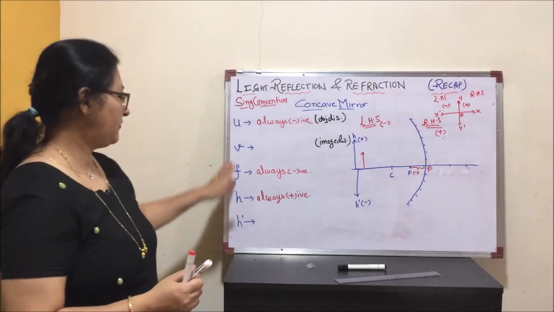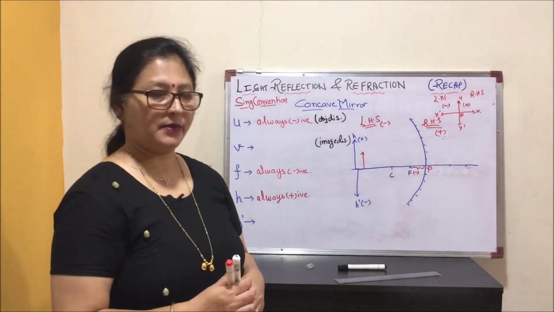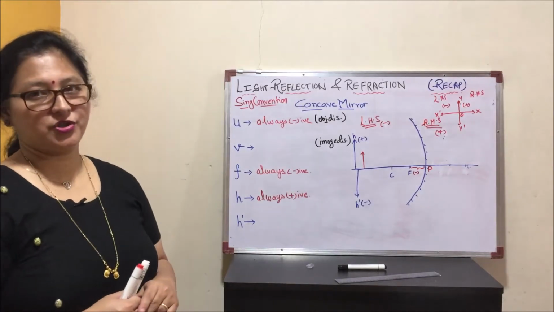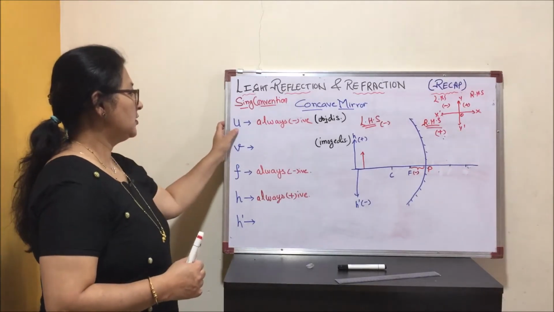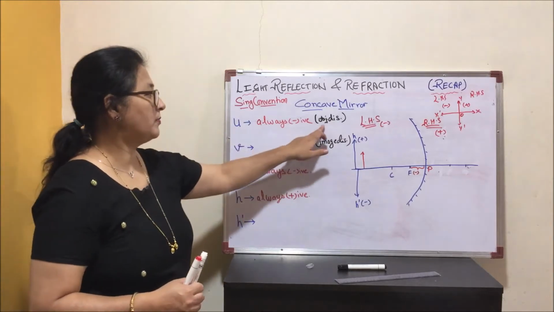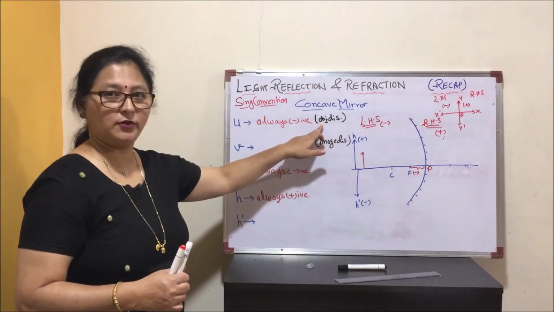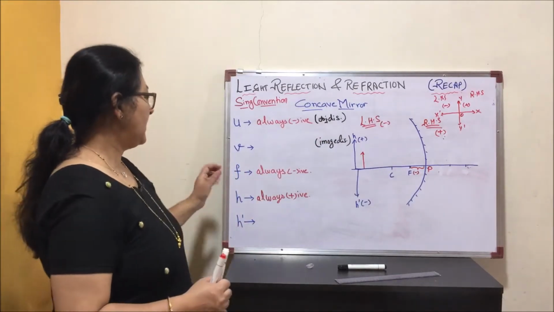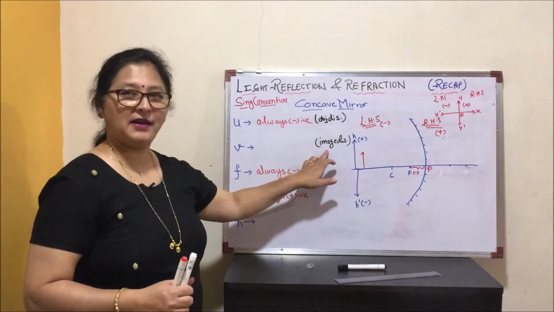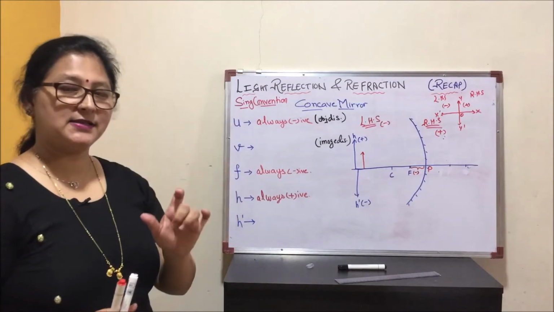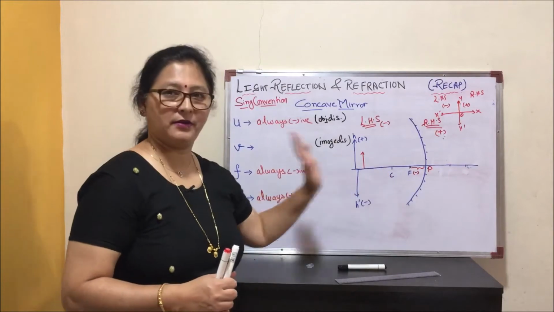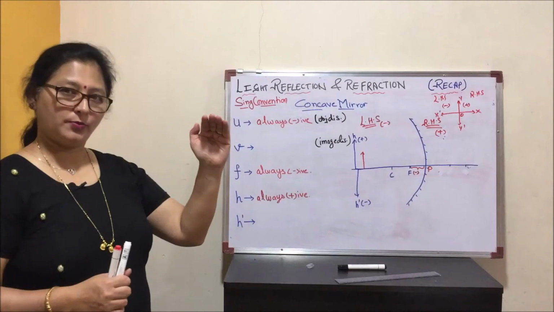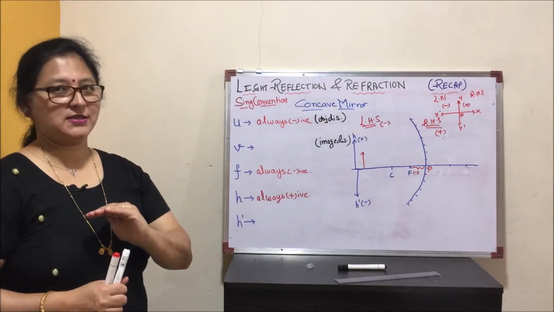Fine. So there are 5 things which you have to remember when we are doing the sign convention, right? The first one is U. What is U? This is the object distance, that is the distance of the object from the mirror. So in a short form, object distance. Clear? Then V. V is image distance, right? It is the distance of an image from the mirror. So in a very short form, image distance. Clear? U object distance, V image distance, right?